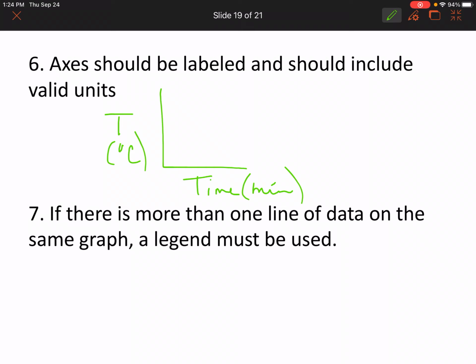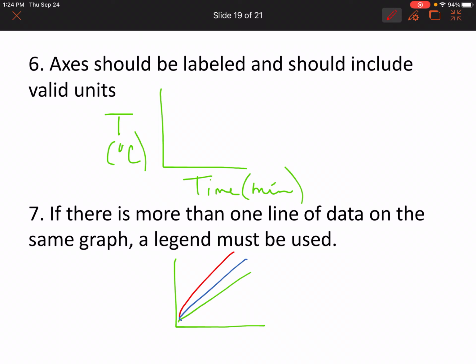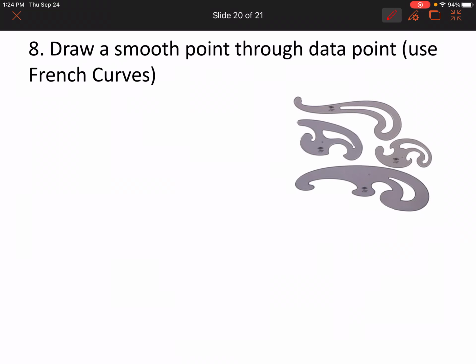If there's more than one line of data on the same graph, a legend must be used. So say for example, you could use different colors, right? And if you have different colors, you'd have to have your legend on the side showing what each color meant, etc. Some people like to use different shapes. If you're graphing in Excel, often it'll give you different shapes like triangles, circles, and squares, whatever. Just make sure that you always include a legend for that.